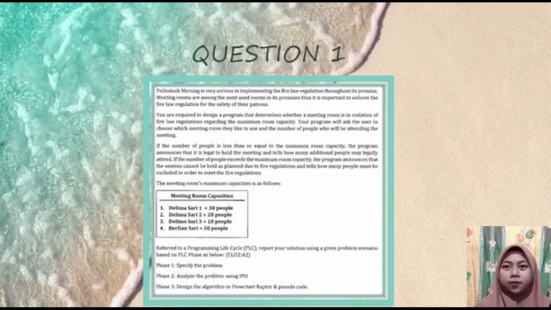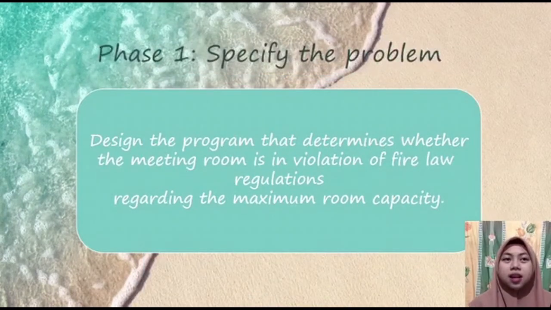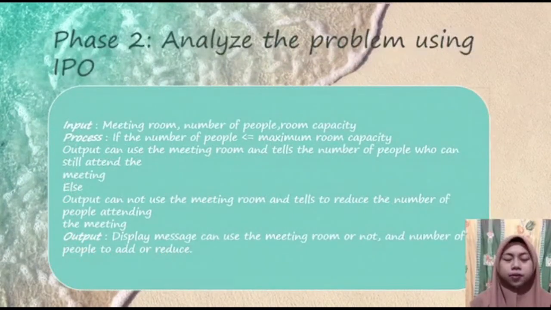For question 1 in PBP, we design a program from the problem scenario given, referring to the programming life cycle. Phase 1 is specify the problem. The problem is to design a program that determines whether the meeting room is in violation of the law regulation regarding the maximum room capacity. Phase 2 is analyze the problem using IPO.